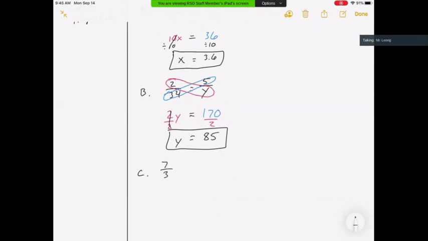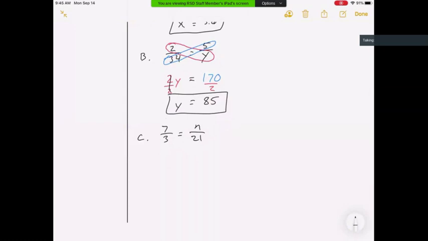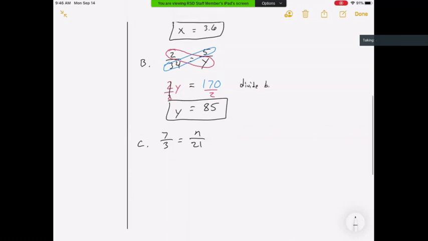All right, 7 over 3 is equal to n over 21. Go ahead and solve for n, please. So let me write these steps here. So this was divided by 2. All right, I want you guys put in the chat what answer you got. Let's see what you did.